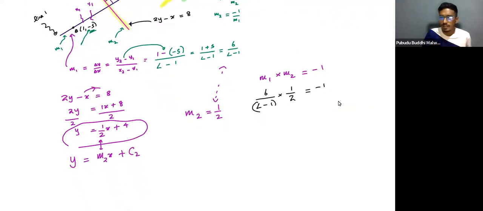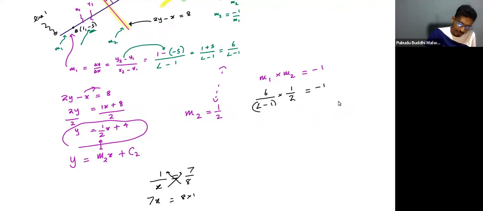Whenever you have your variable in the denominator, for example, like this, 1 over x equals 7 over 8, you can use cross multiplication like this. So 7x equals 8 times 1. Here also we can use that, but prior to that step, I would like to simplify 6 and 2. 1, 3. So now I can multiply 3 and 1, that is 3. L minus 1 times 1, that is just L minus 1. Again, don't forget to put the bracket. That's not a one term.